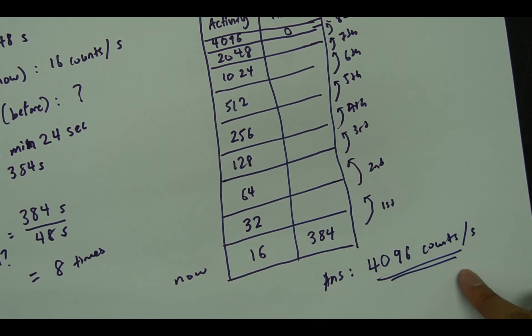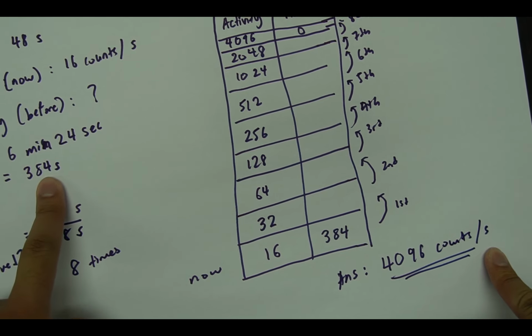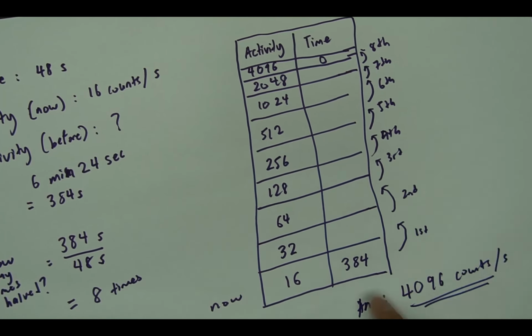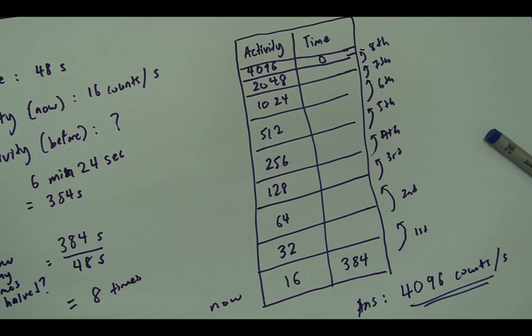In other words, 6 minutes 24 seconds ago, so that is 384 seconds, this is the activity of the radioactive source. Okay, you have to work backwards in this case.